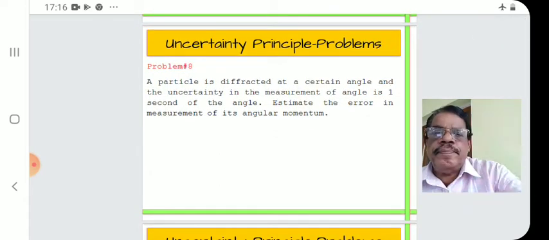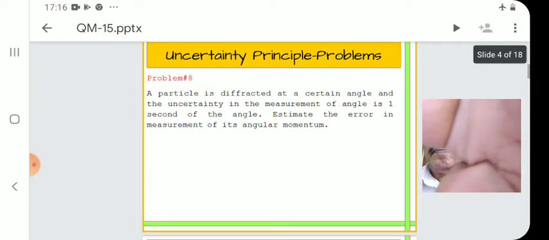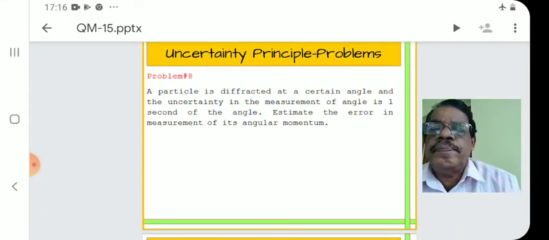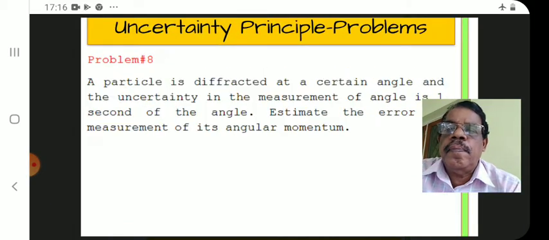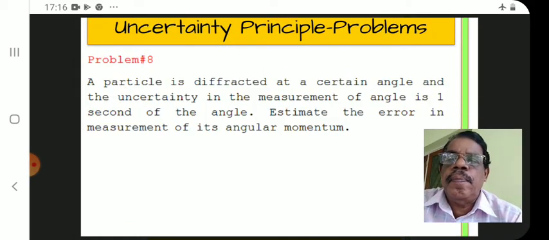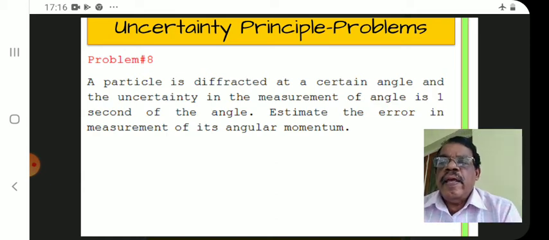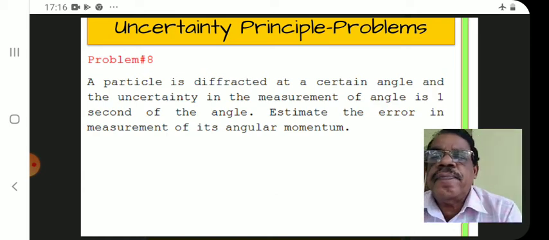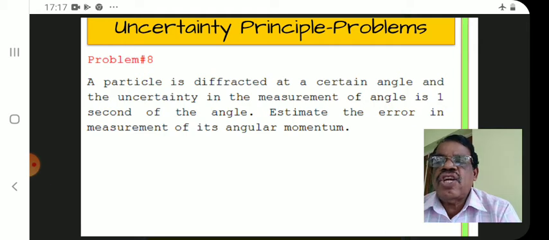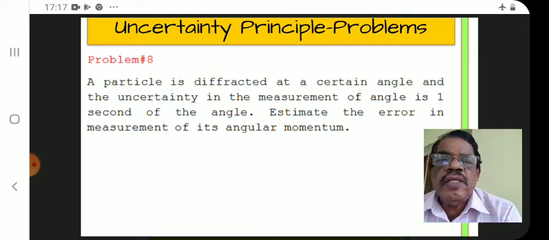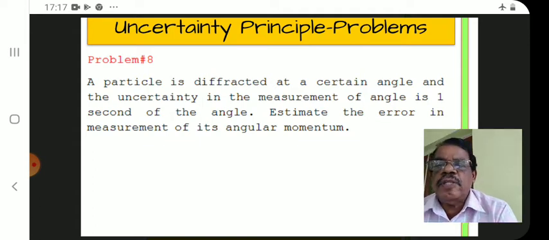Next problem. A particle is diffracted at a certain angle, and the uncertainty in the measurement of angle is 1 second of an angle, or we call it 1 second of an arc. Estimate the error in the measurement of its angular momentum.